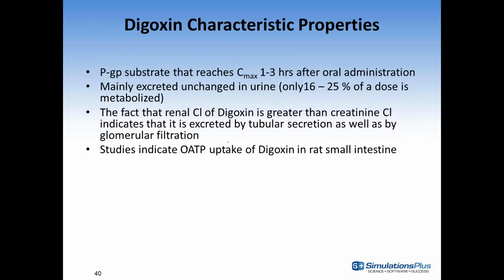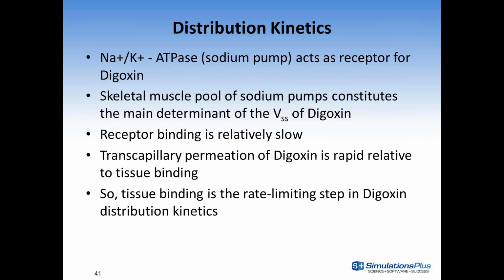We have a PGP substrate that reaches Cmax 1 to 3 hours after administration. It's excreted predominantly unchanged in the urine. The renal clearance of digoxin is greater than the creatinine clearance, which indicates that there is most definitely tubular secretion by transporters, and there are studies that indicate that it is a substrate for uptake in rat intestine.